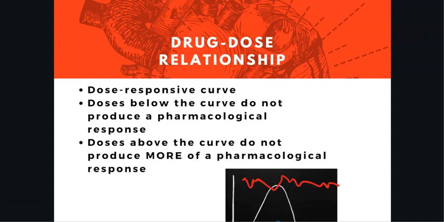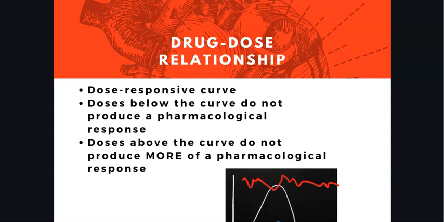So first thing we want to talk about is the drug dose relationship. The dose-response curve is the relationship between the drug dose and the magnitude of effect. Does that make sense? Doses below the curve do not produce a pharmacological response, and doses above the curve may lead to unwanted effects, such as drug toxicity.